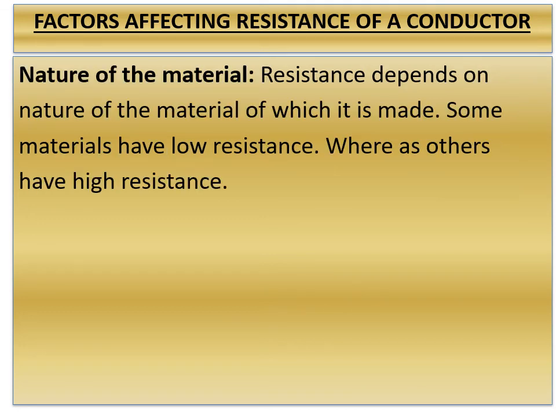Coming to nature of a material, resistance depends on the nature of the material of which it is made. Some materials have a low resistance whereas others have a high resistance. If we take two similar wires having equal length and thickness, one of copper and one of nichrome alloy, we find the resistance of the nichrome wire is almost 60 times more than that of copper, which shows that the resistance of a conductor depends on the nature of its material. About this, we are going to learn in depth in the next video.